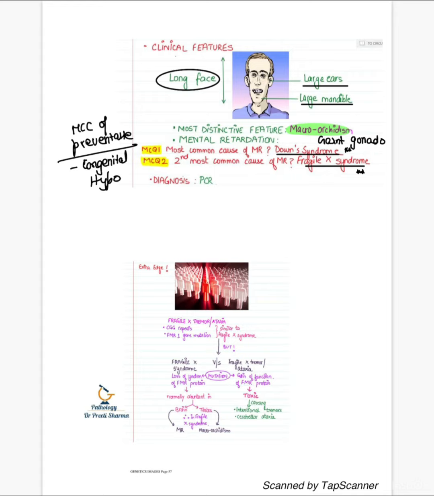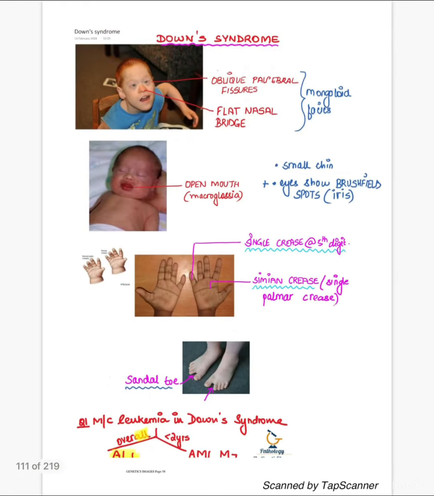Fragile X can also lead to tremor and ataxia, so it's not so important, we won't go into it, guys. Now coming on to the next one, that is your Down syndrome.